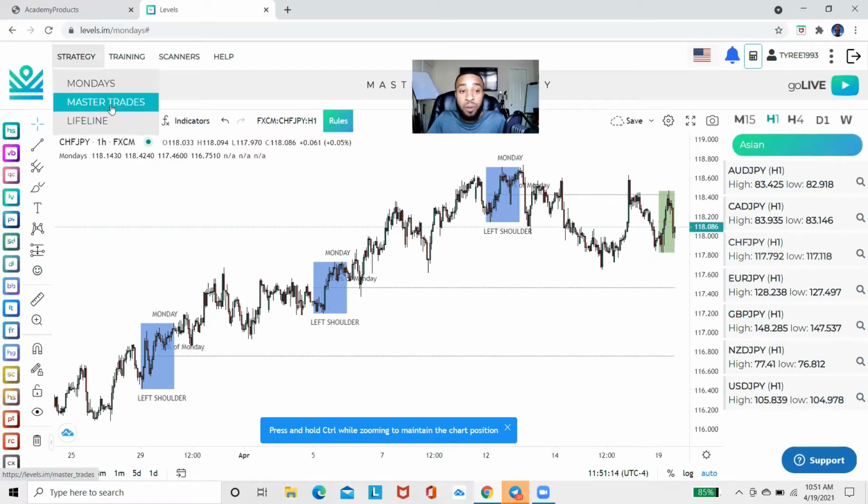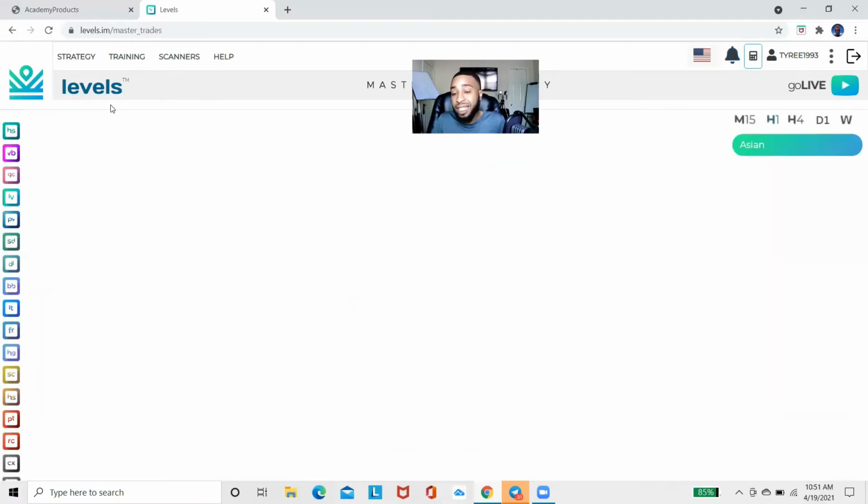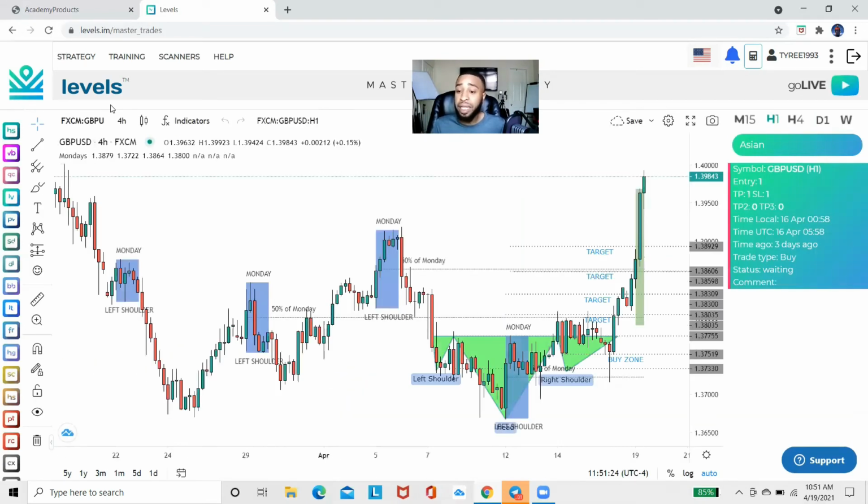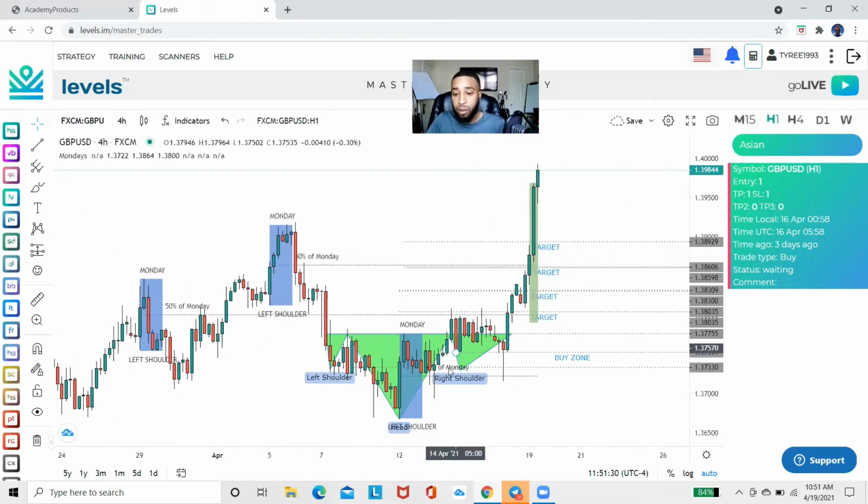If you go to where it says master trades, this is for all you new guys and experienced people that don't know the strategy yet, but you got the product and you want to come in and start making a bag, right? If you notice right here, Oran Wright has drawn out an inverted head and shoulders pattern.